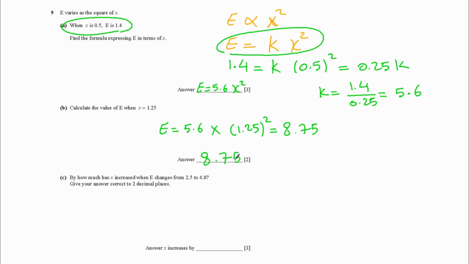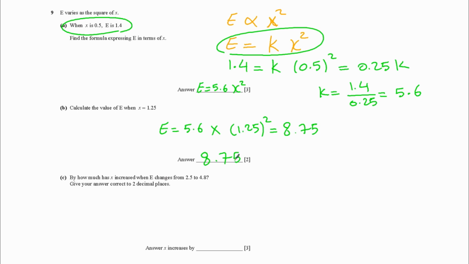The last part of this question says, by how much has x increased when e changes from 2.5 to 4.8? Give your answer correct to 2 decimal places. By how much has x increased when e changes from 2.5 to 4.8?